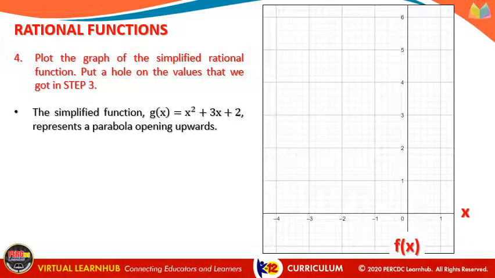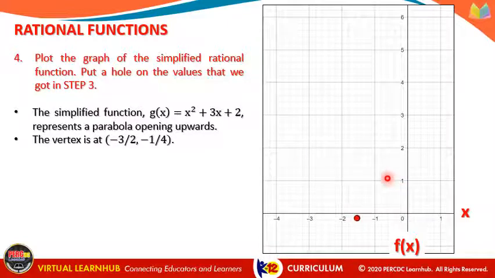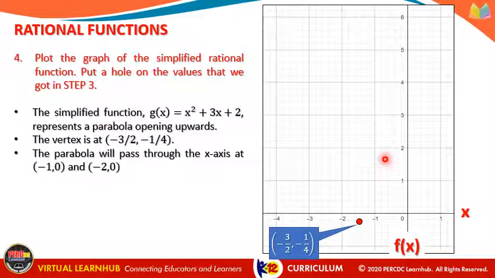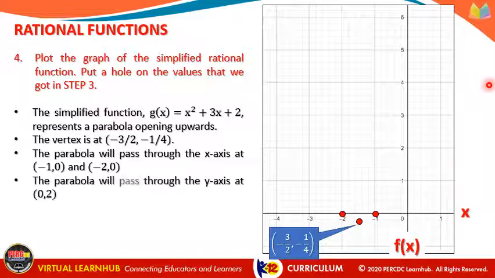Alright. So again, x-axis is for the values of x. The y-axis is for the value of f of x. Again, parabola, therefore, we need the vertex and some points to graph it accurately. So the vertex is at negative 3 halves, negative 1/4. Sabihin na natin, somewhere here. So sabihin na natin yan yung point natin. Alright. Dadaan yung parabola mo sa negative 1, 0 at negative 2, 0. So let's say, nandito yung negative 1, 0, nandito yung negative 2, 0. Dadaan din yung parabola natin sa 0, 2.